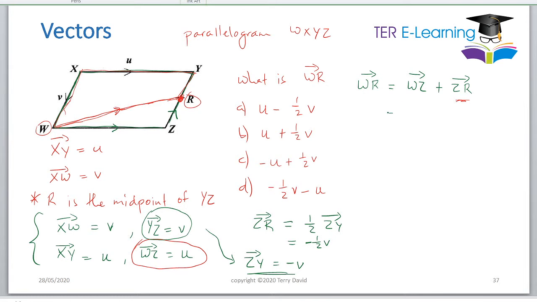So now let's go back to the original equation we have. So WR is equal to WZ, which we know, that's this. That's U. So this is U plus ZR. I just worked out ZR. ZR is this. Plus minus a half V. So therefore my answer is U minus a half V. So the answer is actually A. Please, please, please pay attention to this question. Do not get it wrong in July.